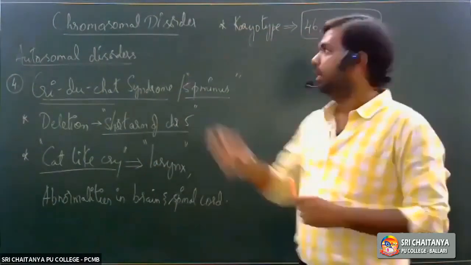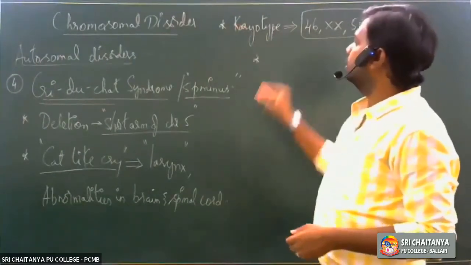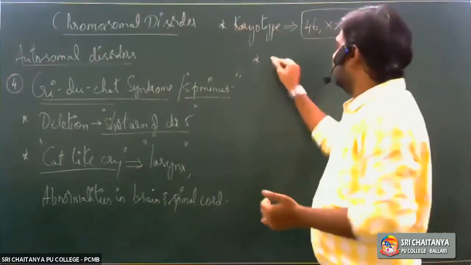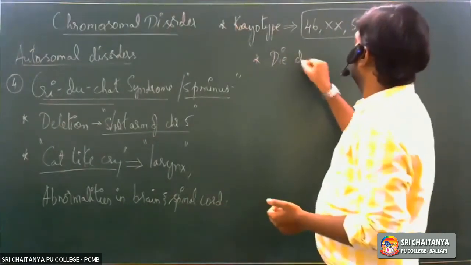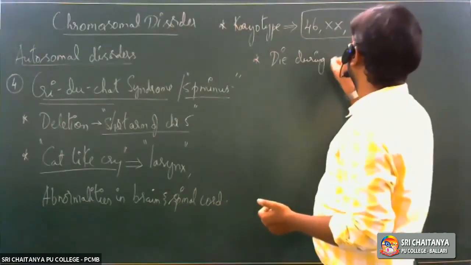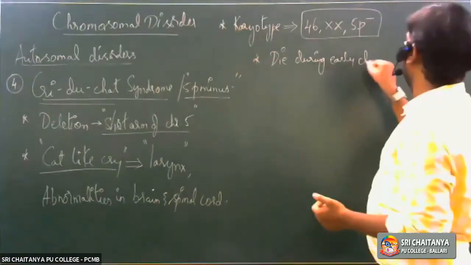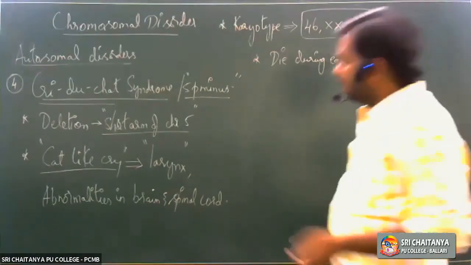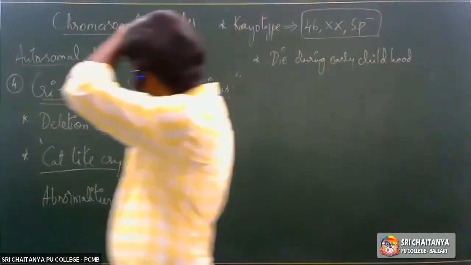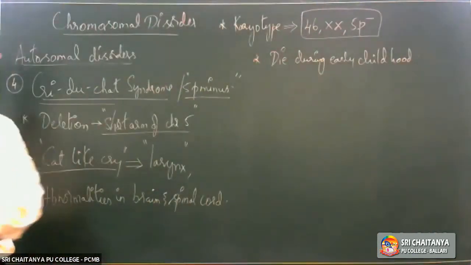These individuals also will not survive for a longer period of time. They usually die during early childhood. So this is what we have with another autosomal chromosomal disorder, which is called Cri-du-chat syndrome.